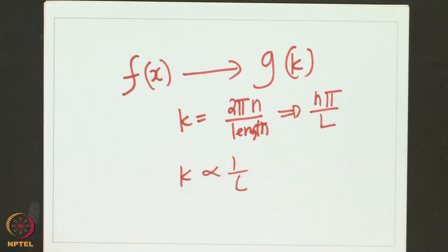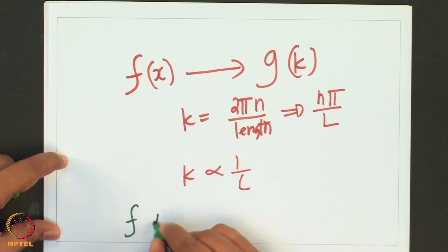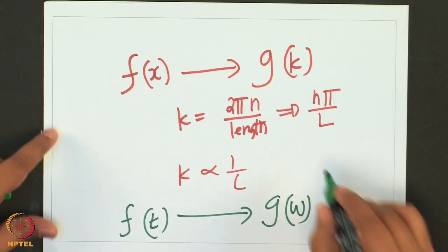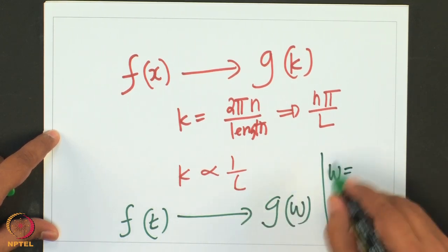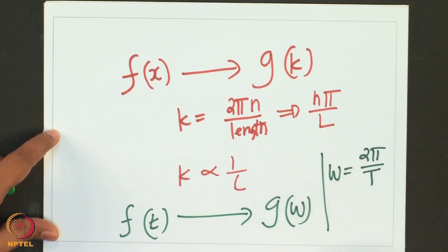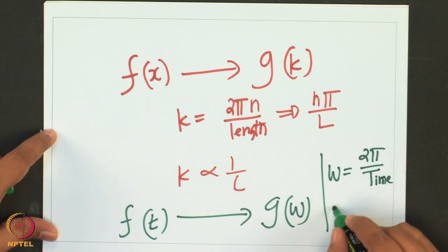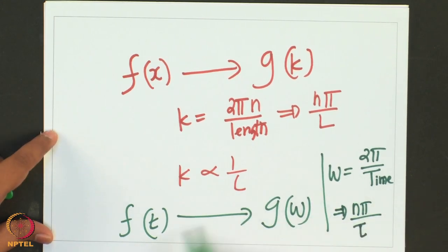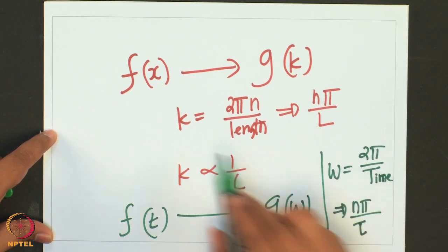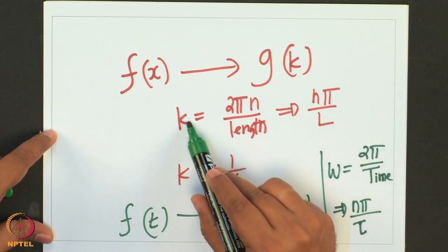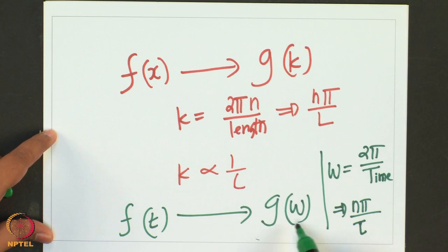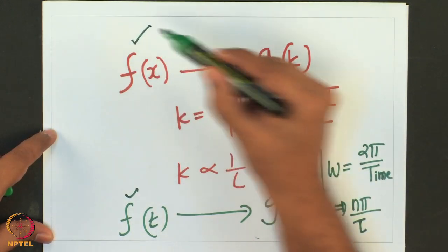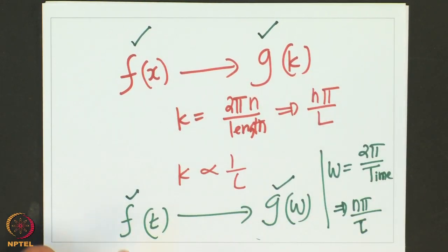Equivalently, you could also have a temporal function, that is f as a function of t, from which you can get g as a function of omega, which is a temporal frequency, where omega is some time function, right? It could be 2 pi by some time, so it could also be n pi by some tau. So omega has inverse dimension of time and k has inverse dimension of length. So this is length inverse, this is time inverse, and you could either specify this function or specify this function, those are equivalent.